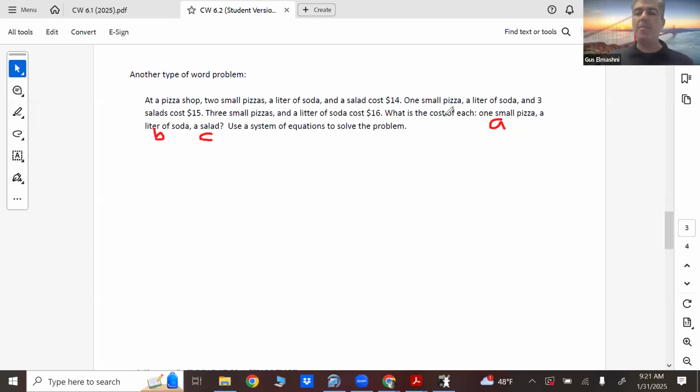First, you guys are going to help me make the equations, right? So the first sentence: we'll use A, B, and C. 2A plus B plus C equals. So what's the equation? 2A plus B plus C. Perfect. Next up: plus B plus 3C.